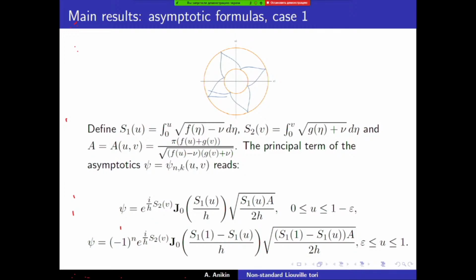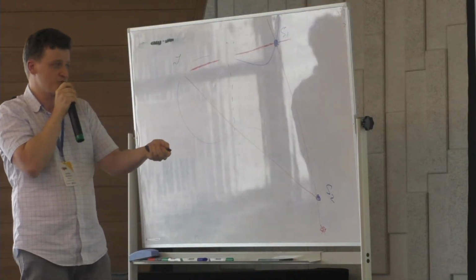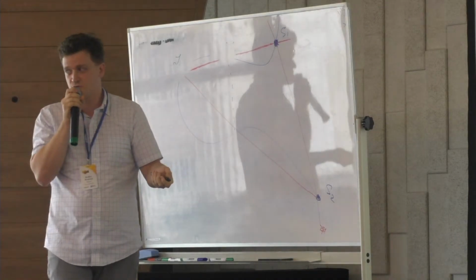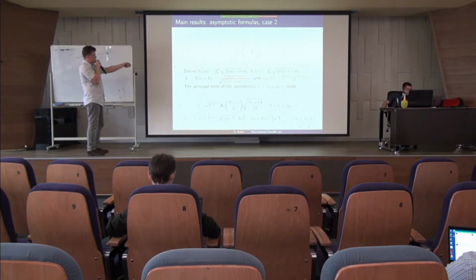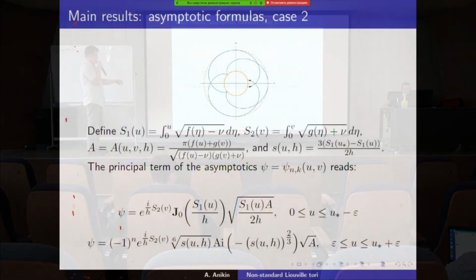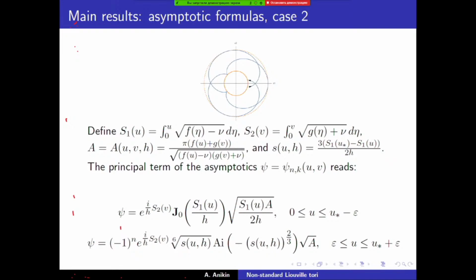So actually, how does this formula work? You step away a little bit from the outer boundary, and then in the rest of the domain you can use this formula, or you can step away from the inner boundary, and then you can use this formula. And in the intersection, both formulas are valid, and they asymptotically give you the same result. The next case is when you have one non-standard and one standard caustic. Okay, here you have a formula like this, but the difference from the previous slide is that here the Airy function appears. So again, if you step a little bit away from the standard caustic, then you can use this representation. Okay, if you step away from the non-standard caustic, then you can use this, and on the intersection you can use both of them.